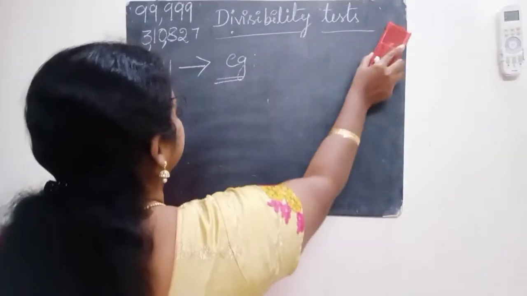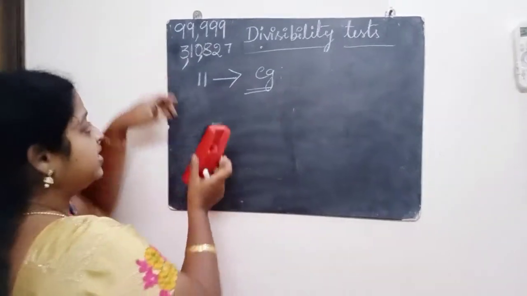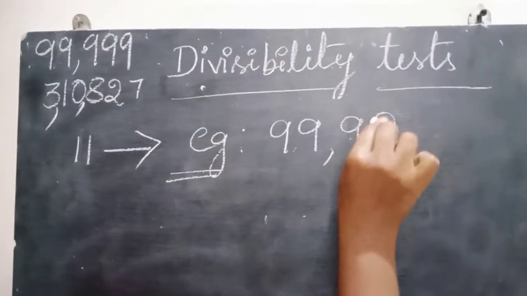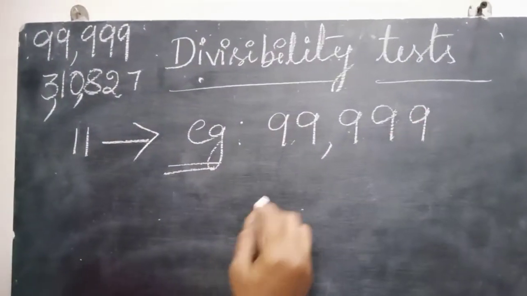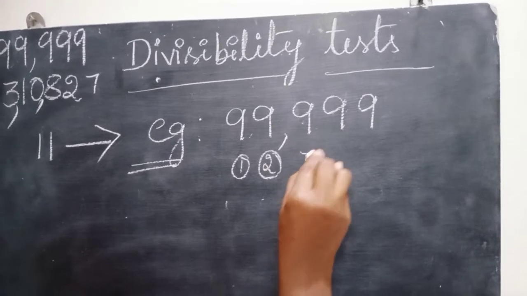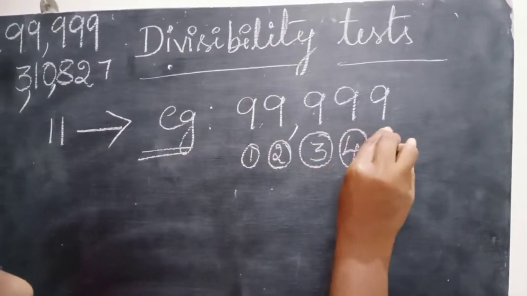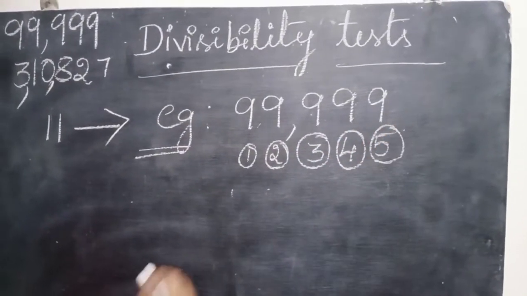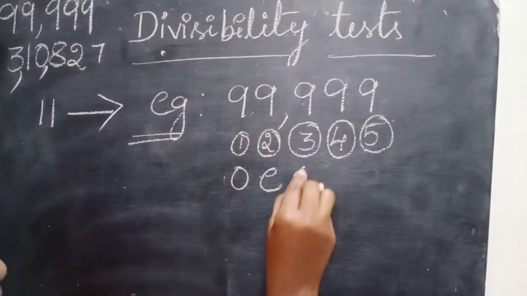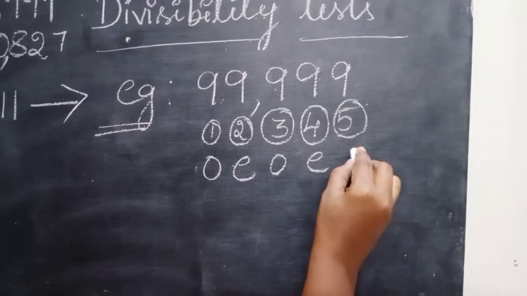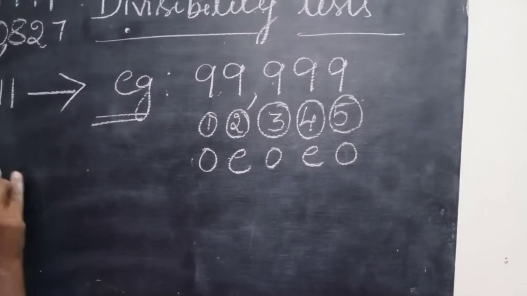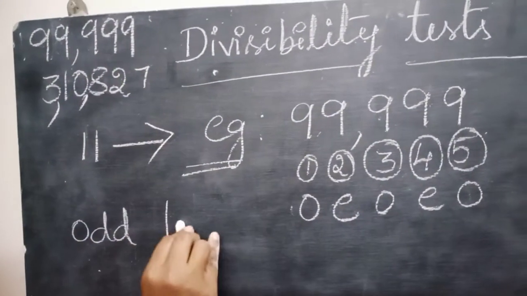Now I am going to take the second number. Here I have given 99,999. Again the same thing: first place, second place, third place, fourth place and fifth place. Here you check, this is odd place, even place, odd place, even place and odd place. Here, as usual, odd and even.